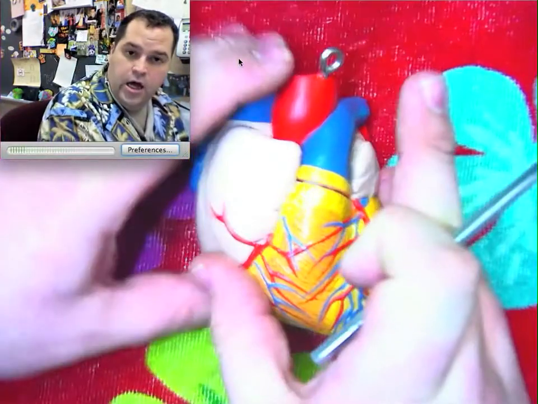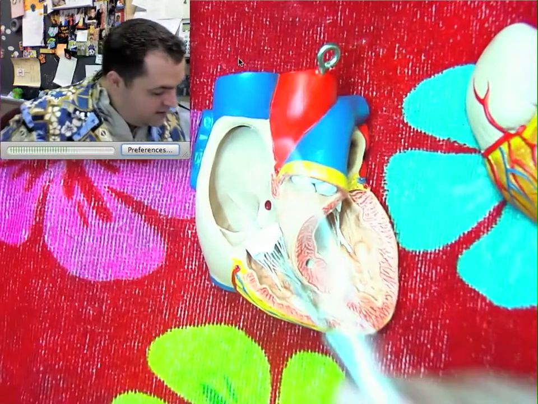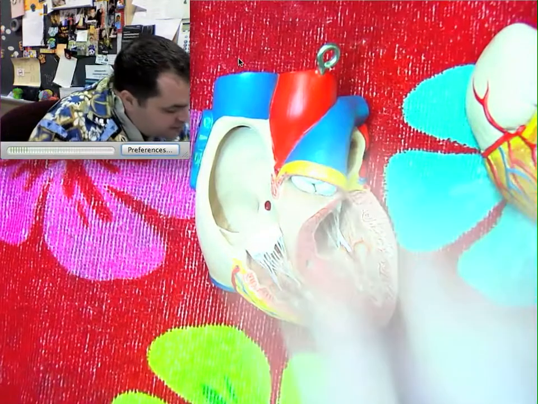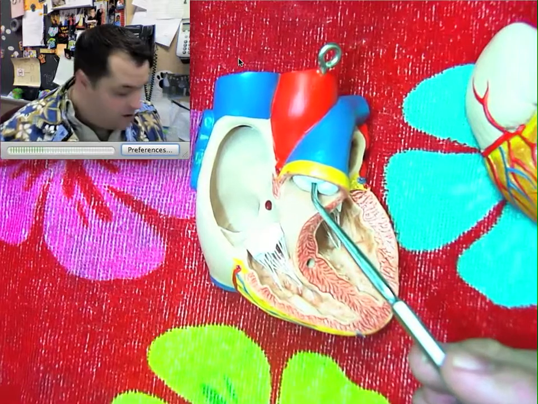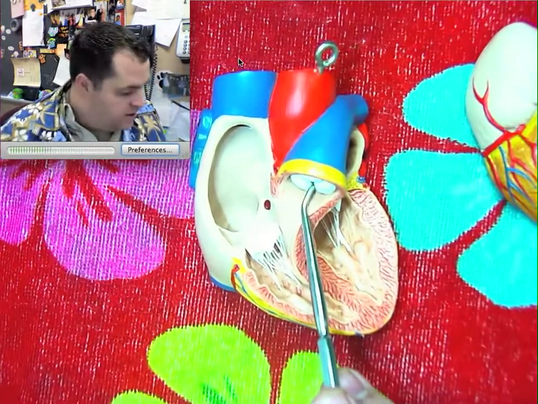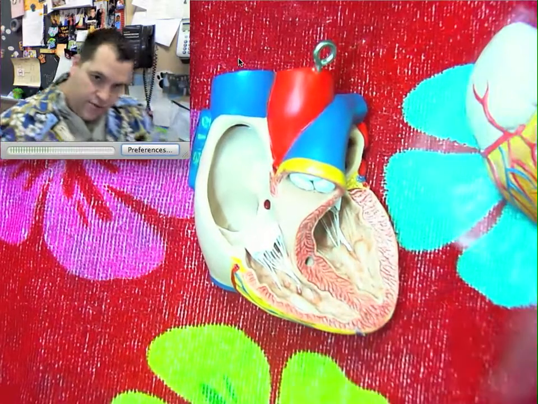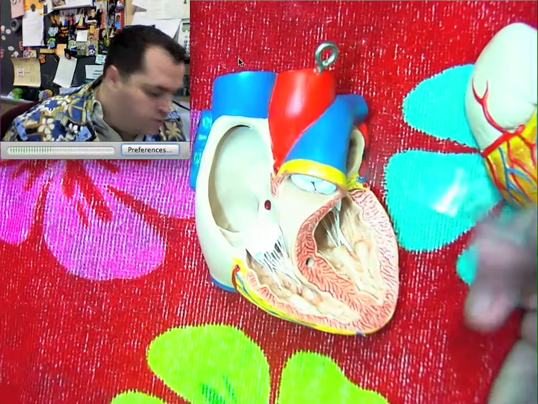Now, if we break my heart, all right, what we see here is we've got the right atrium. I know, I'm cheesy, I know, give me a break. Then we have the valve that goes into the right ventricle, and this valve right here is the pulmonary semilunar valve, and this is making sure blood doesn't flow back into the heart from the pulmonary artery. Okay, pulmonary artery.